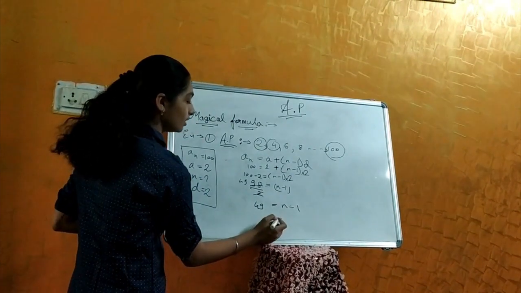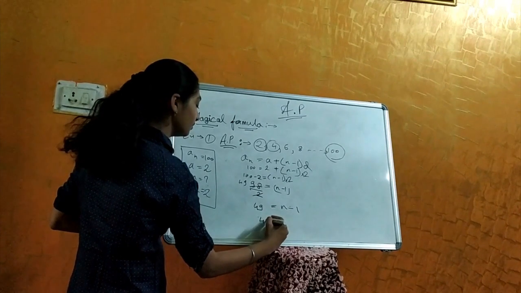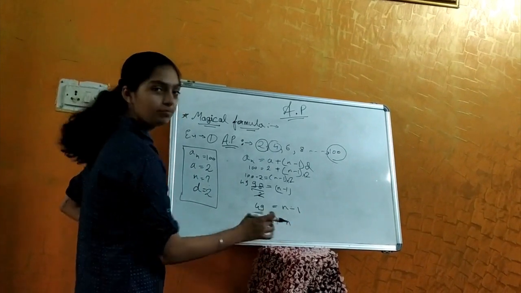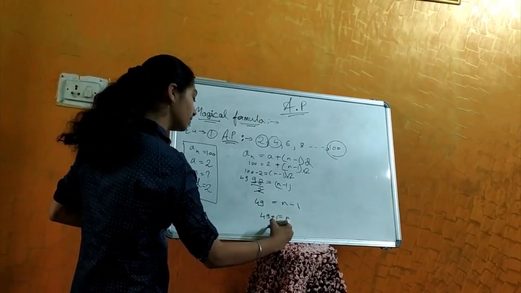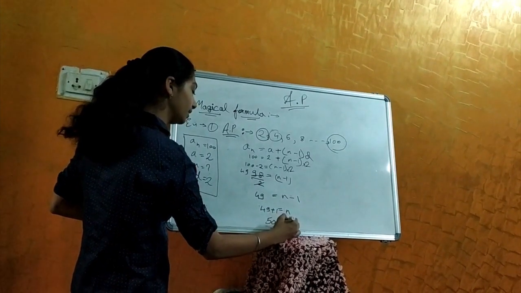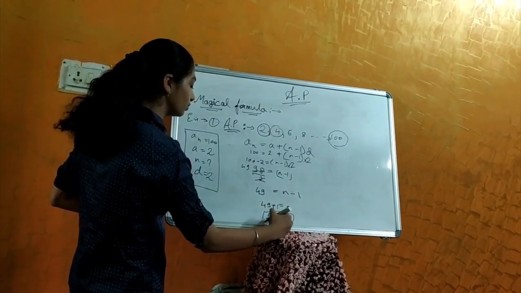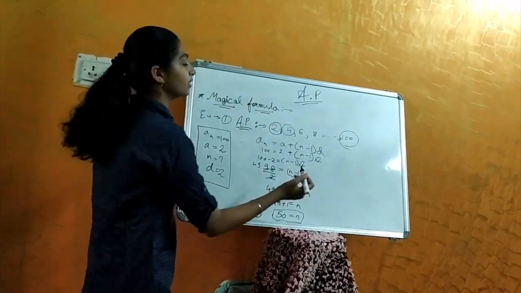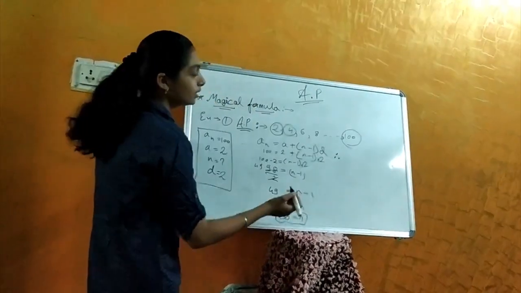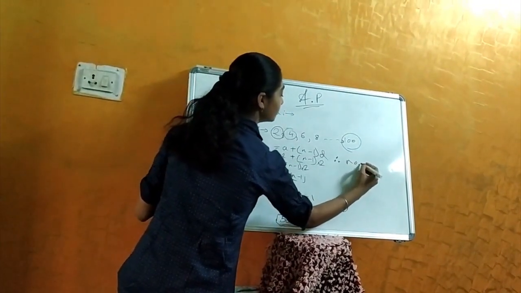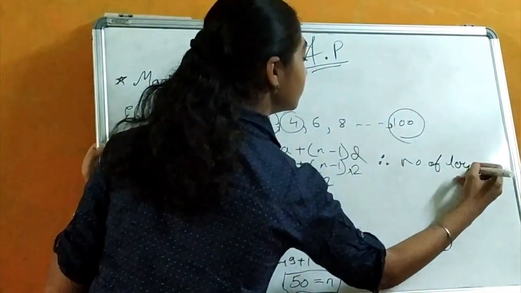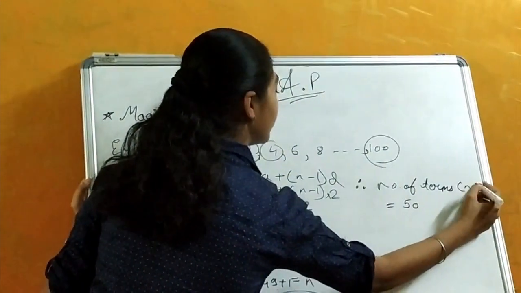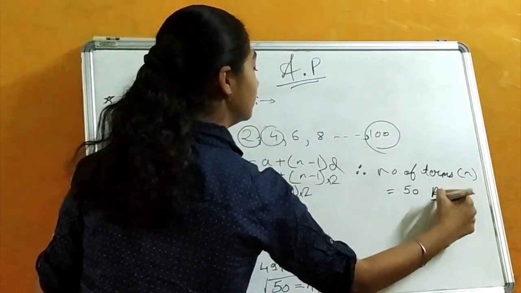Okay. Now 49 plus 1 is equal to n. Why? Because this minus 1 goes to the other side as plus 1. So what is the number of terms? The number of terms is 50. As we know, at the end of the question we try to write one sentence like this: therefore, the number of terms is 50. We can write it here like this. This is the answer.